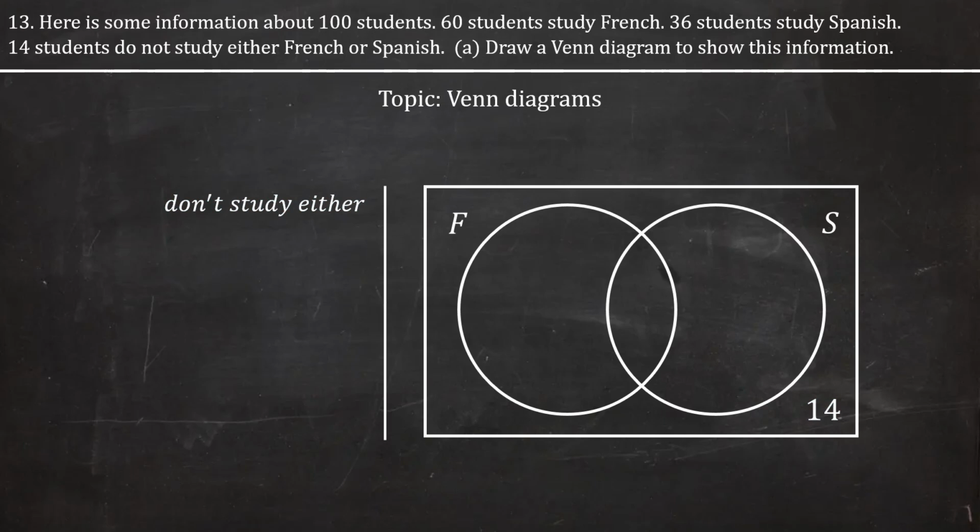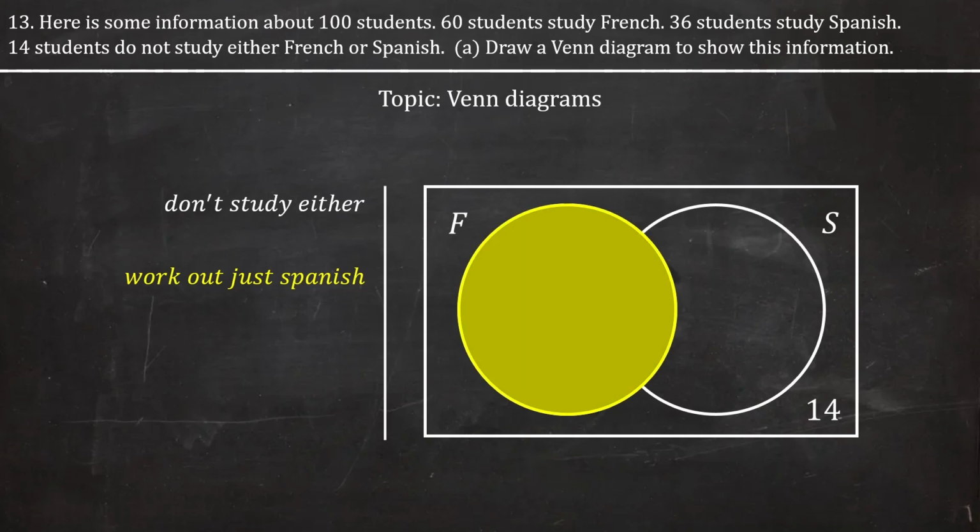Now here's the tricky part, because we don't have any of the other 3 values, but what we can do is, we know that 60 students study French. So if we block the French, we can actually find out how many students study just Spanish. Because if 60 students study French, and there are 100 students in total, that means that just Spanish and nothing at all together will have to be 40 students, which means that 26 students are just Spanish.